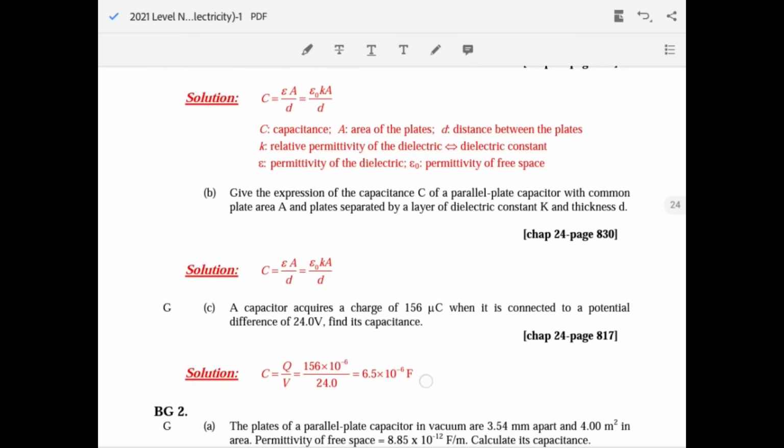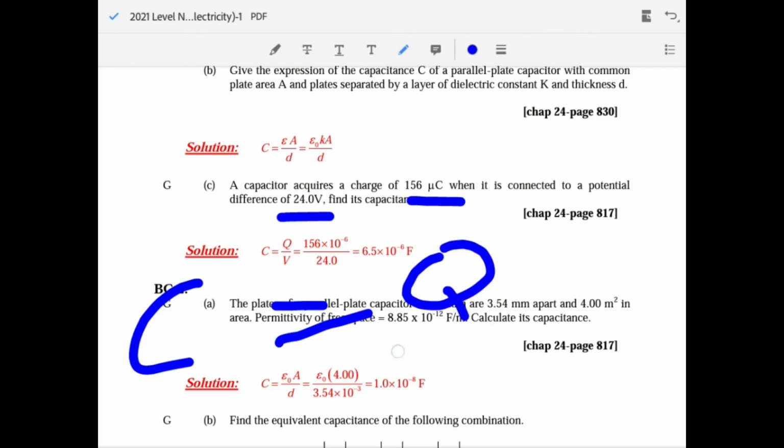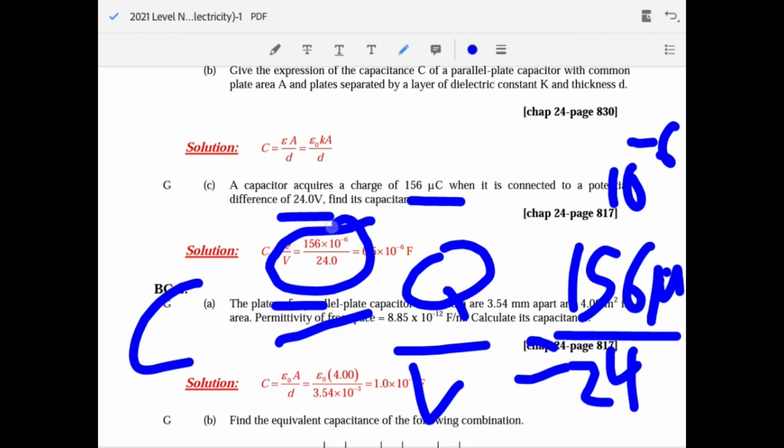Give the expression, that's what we did. A capacitor acquires a charge of 156 microcoulombs at 24 volts. Use the formula C equals Q over V. So 156 micro over 24. Micro is 10 to the power minus 6. You apply it here, and that's what you get.